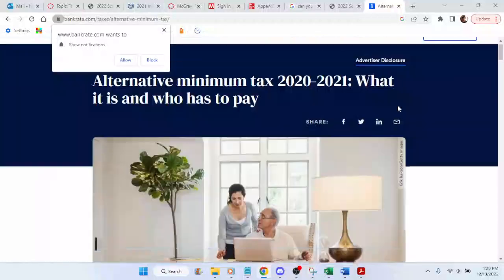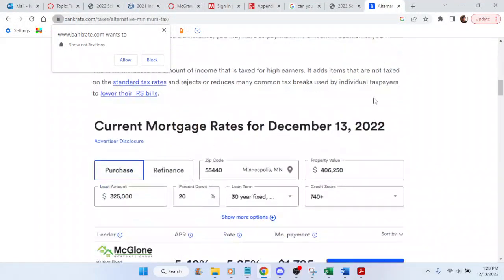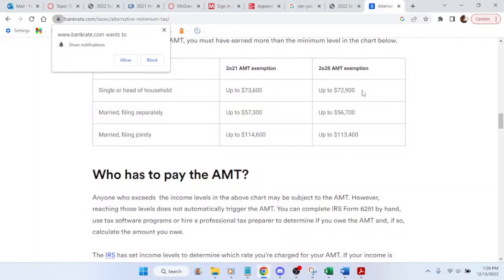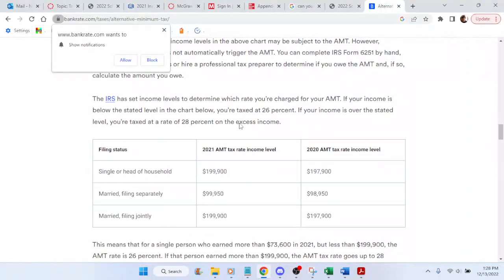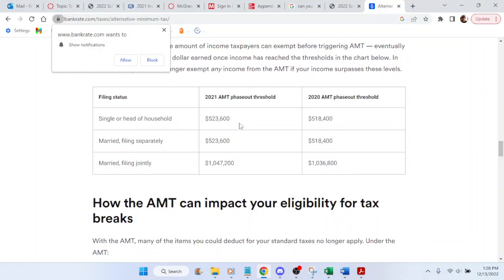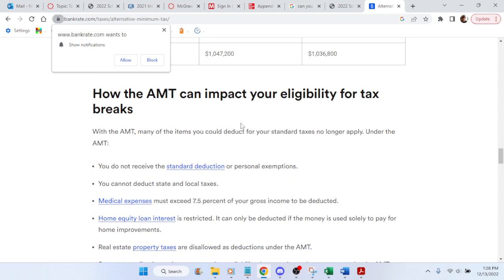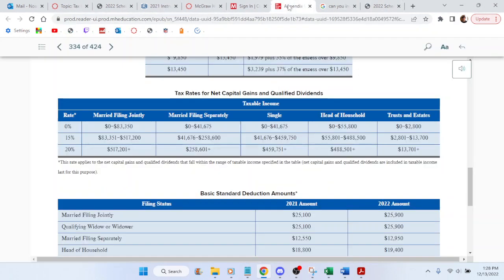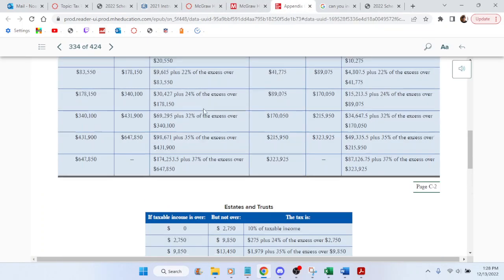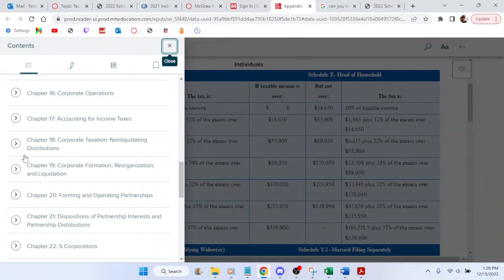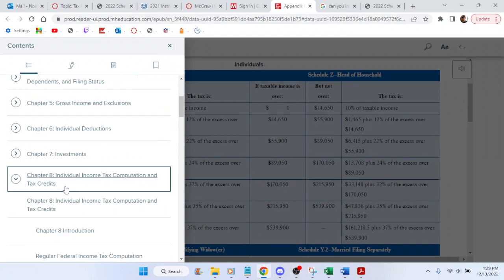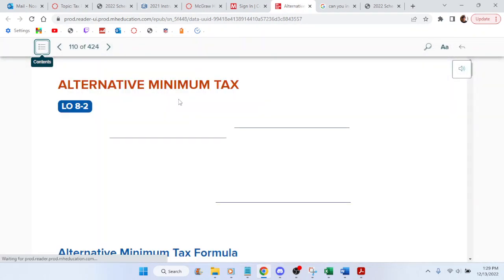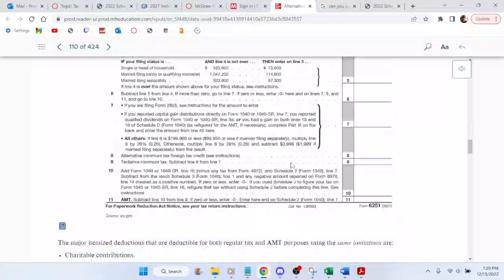I don't want to bother with the alternative minimum tax. Where's the exemptions? Like, you're going to subtract a certain amount of money. Dang it. You know what? I'm just looking here. Chapter 8, alternative minimum tax. We need to look at these exclusion thresholds for this.